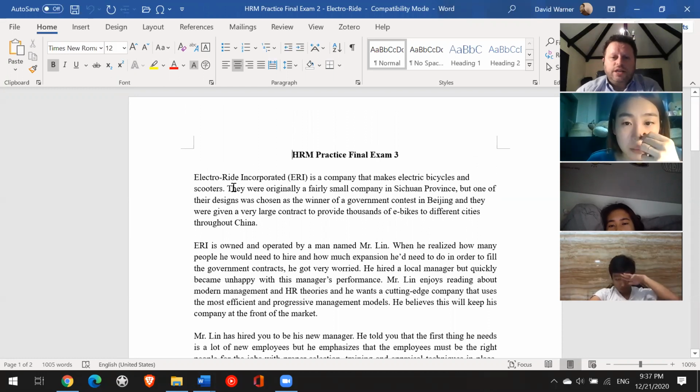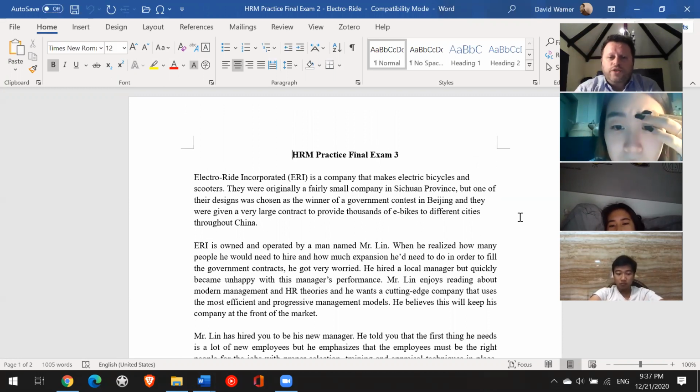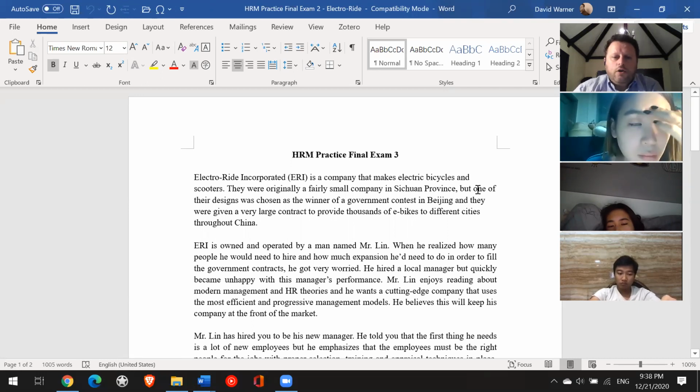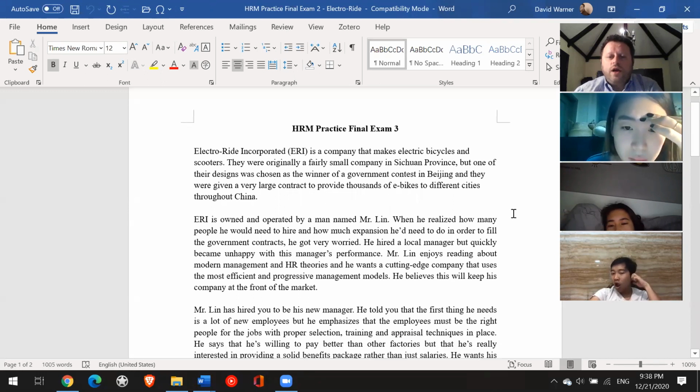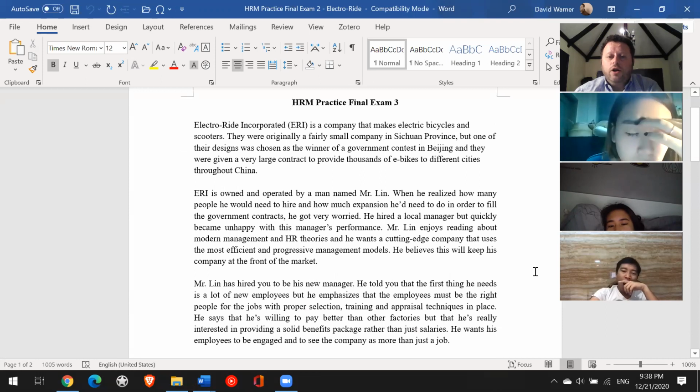So ERI, Electro Ride Incorporated, is a company that makes electric bicycles and scooters. They were originally a fairly small company in Sichuan province, but one of their designs was chosen as the winner of a government contest in Beijing, and they were given a very large contract to provide thousands of e-bikes to different cities throughout China. ERI is owned and operated by a man named Mr. Lin. When he realized how many people he would need to hire and how much expansion he'd need to do in order to fill the government contracts, he got very worried.